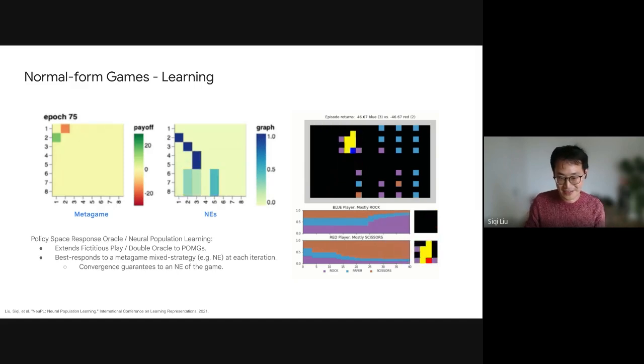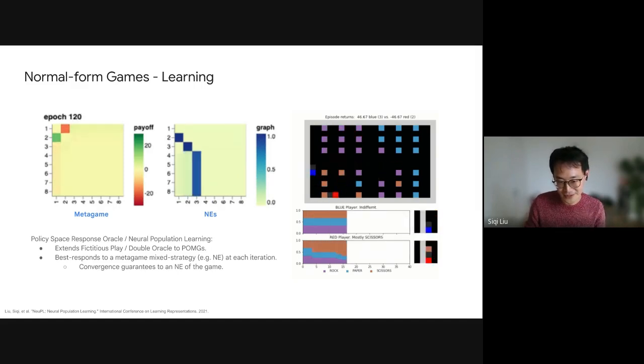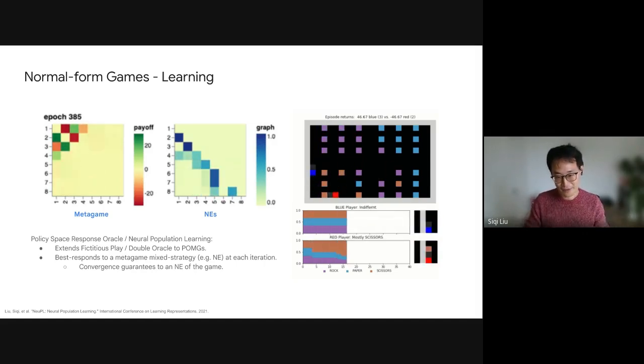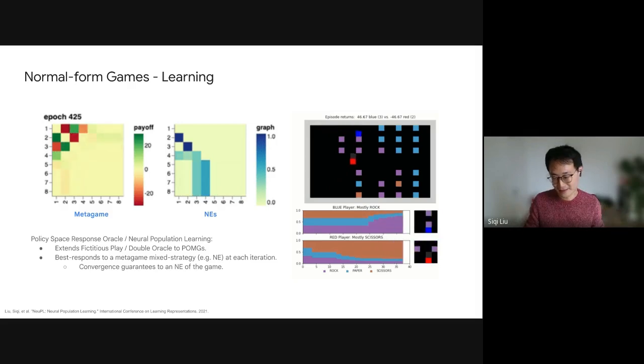So here you can see the blue player actually learned the strategy to wait around in the corner until it has noticed the right player is picking up one type of resource, and then it quickly goes up and picks up the counter. So this is the kind of strategic interaction you can see emerging in this type of algorithm, which leverages normal form games.